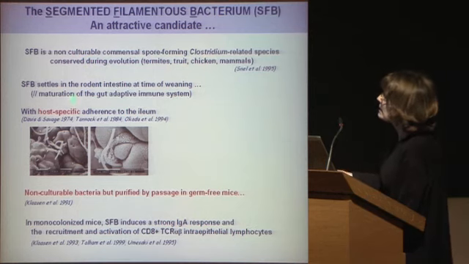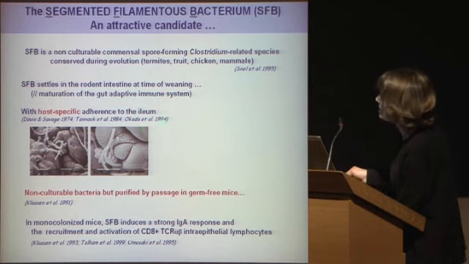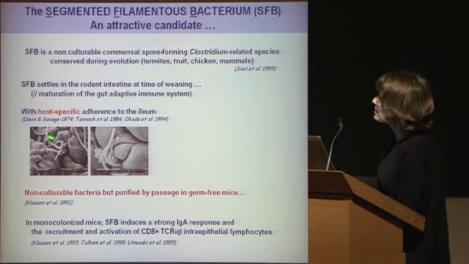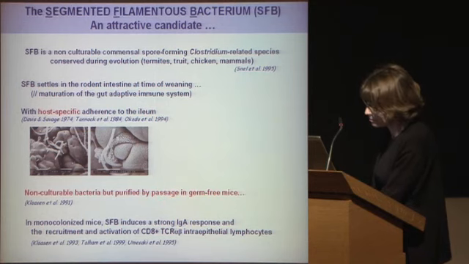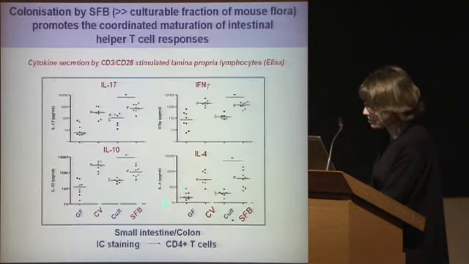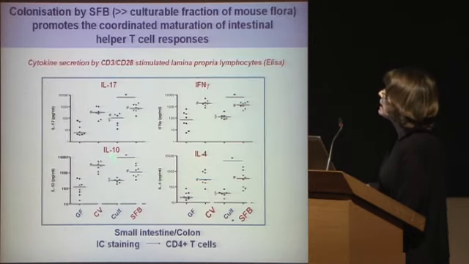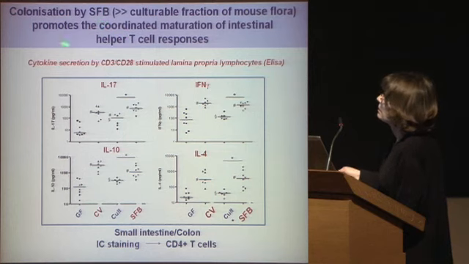Even more interestingly, it settles in the rodent intestine at the time of weaning, which is just the time when the maturation of the gut adaptive immune system starts, and with host-specific adherence to the ileum, meaning that the mouse SFB cannot adhere to the rat ileum and conversely. And this bacterium had been purified by passage in germ-free mice. So Hans Snel, who had spent his PhD doing this, gave us the strain, and so we could put it in mice.